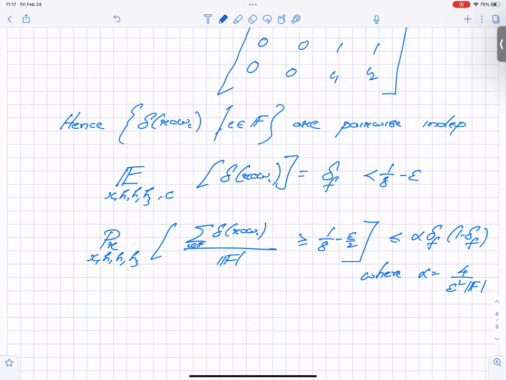This is exactly Chebyshev. Do you need the one for alpha? Why do you need the one for alpha? This is the way I need to know what the deviation is. The deviation is epsilon by 2. That comes as 4 by epsilon square. The number of pairs I'm taking is the size of x. So this is exactly Chebyshev, which is less than that.